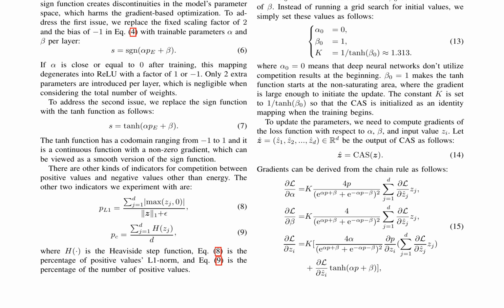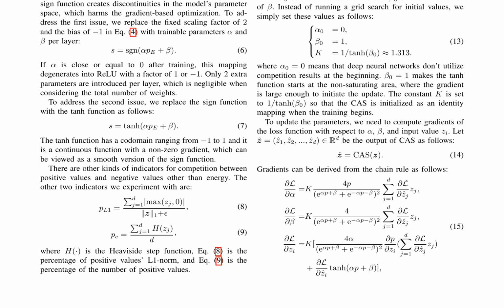The authors experiment with other indicators for competition, including the percentage of positive values L1 norm, p_L1, and the percentage of the number of positive values, p_C. They define a competition-based adaptive scaling, CAS, function that adaptively scales the input based on competition results and constructs CAReLU by concatenating CAS and ReLU.